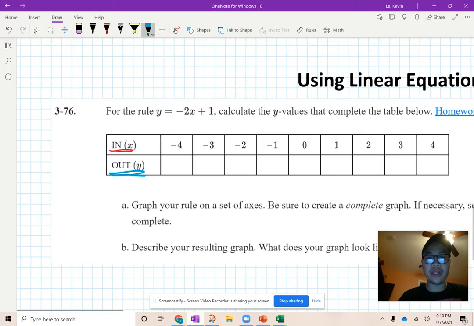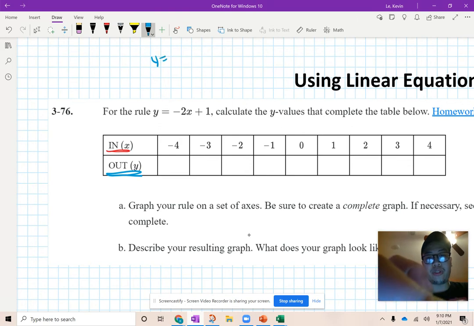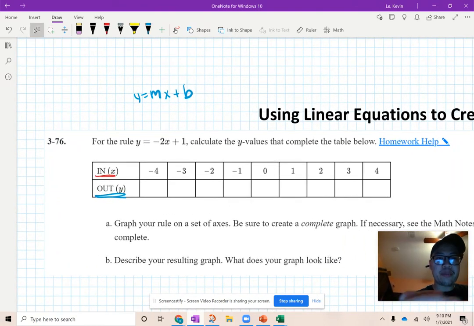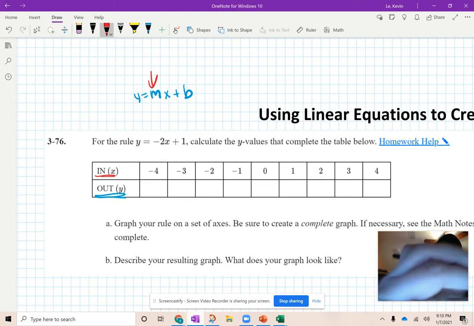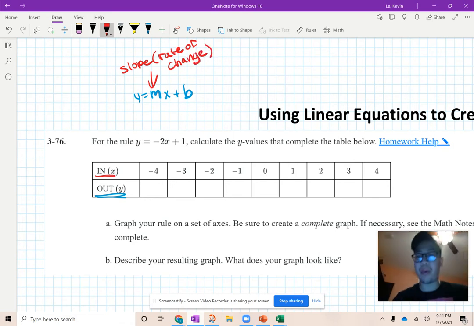So when I look at a linear equation, the typical format of a linear equation is y equals mx plus b. And y equals mx plus b is composed of two components. First of all, you have m. M is your slope. And slope is another word for your rate of change. It is a number that you change the pattern by for your x values. For each x value, it's changing by something.